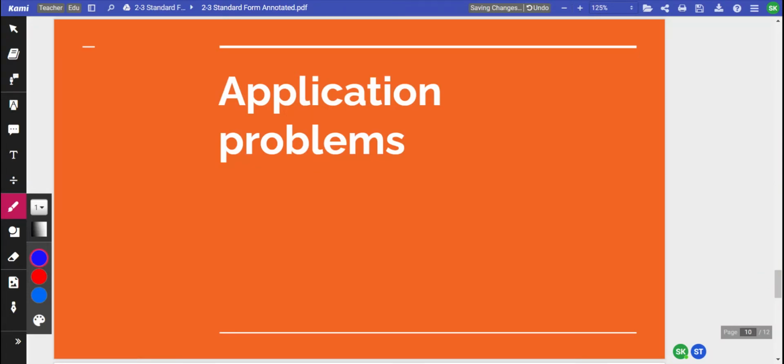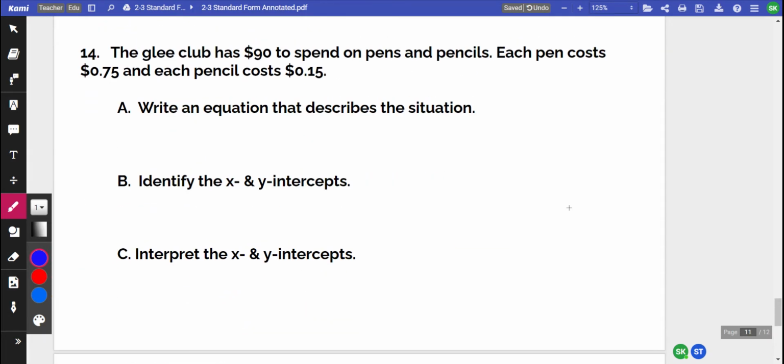All right, now that we have learned about standard form and finding x and y intercepts, let's apply it to some real-world situations. So here's number 14. The Glee Club has $90 to spend on pens and pencils. Each pen costs 75 cents, and each pencil costs 15 cents. To write an equation that describes the situation, you can think back to our Desmos activity. It's a very similar situation here.